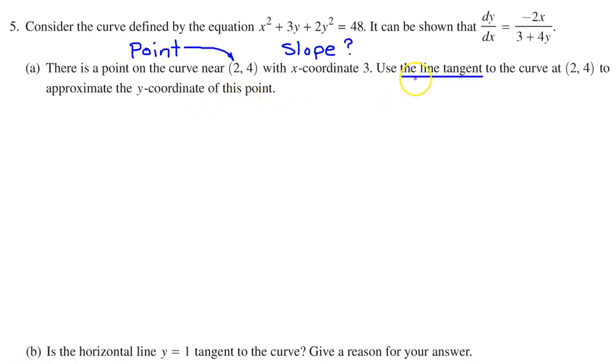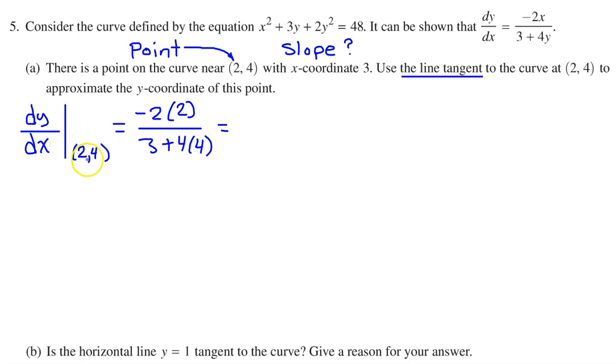First, we need to find the equation of the line tangent to the curve at (2, 4). To write a linear equation, all we need is a point and the slope. The point is given. It's the point of tangency, (2, 4). So all we need is the slope. The slope will be given by the derivative. So, dy/dx at the point (2, 4) is equal to this, which simplifies to negative 4 over 19. So that is the slope.